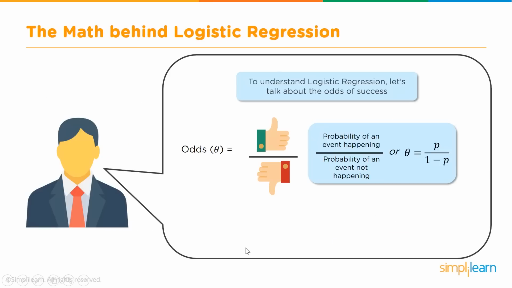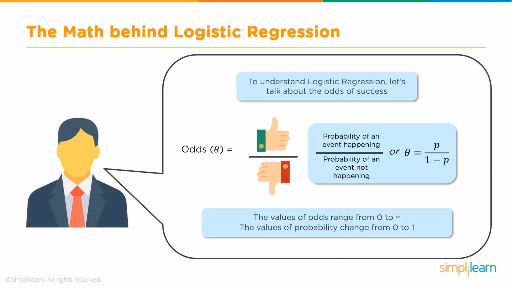And this is how the math behind logistic regression looks. So we are trying to find the odds for a particular event happening. And this is the formula for finding the odds. So the probability of an event happening divided by the probability of the event not happening. So P is the probability of the event happening, the probability of the person getting a promotion, divided by the probability of the person not getting a promotion, that is 1 minus P. So this is how you measure the odds. Now, the values of the odds range from 0 to infinity.